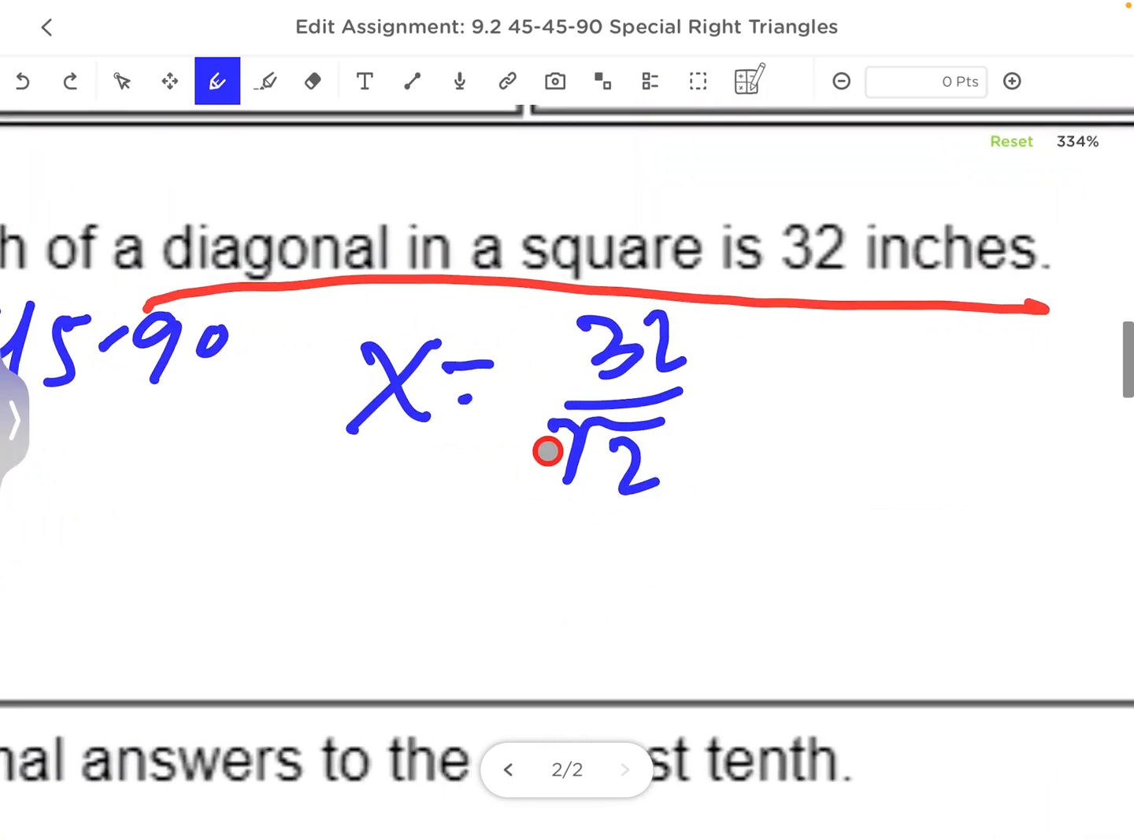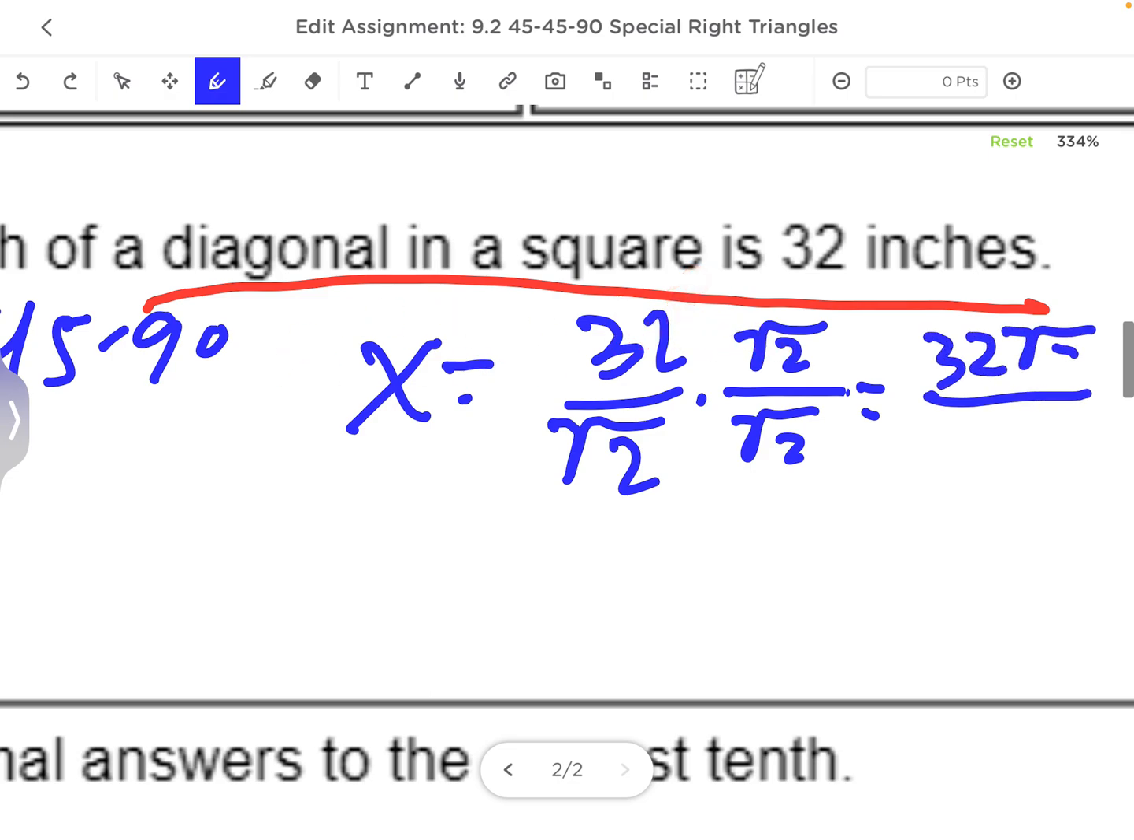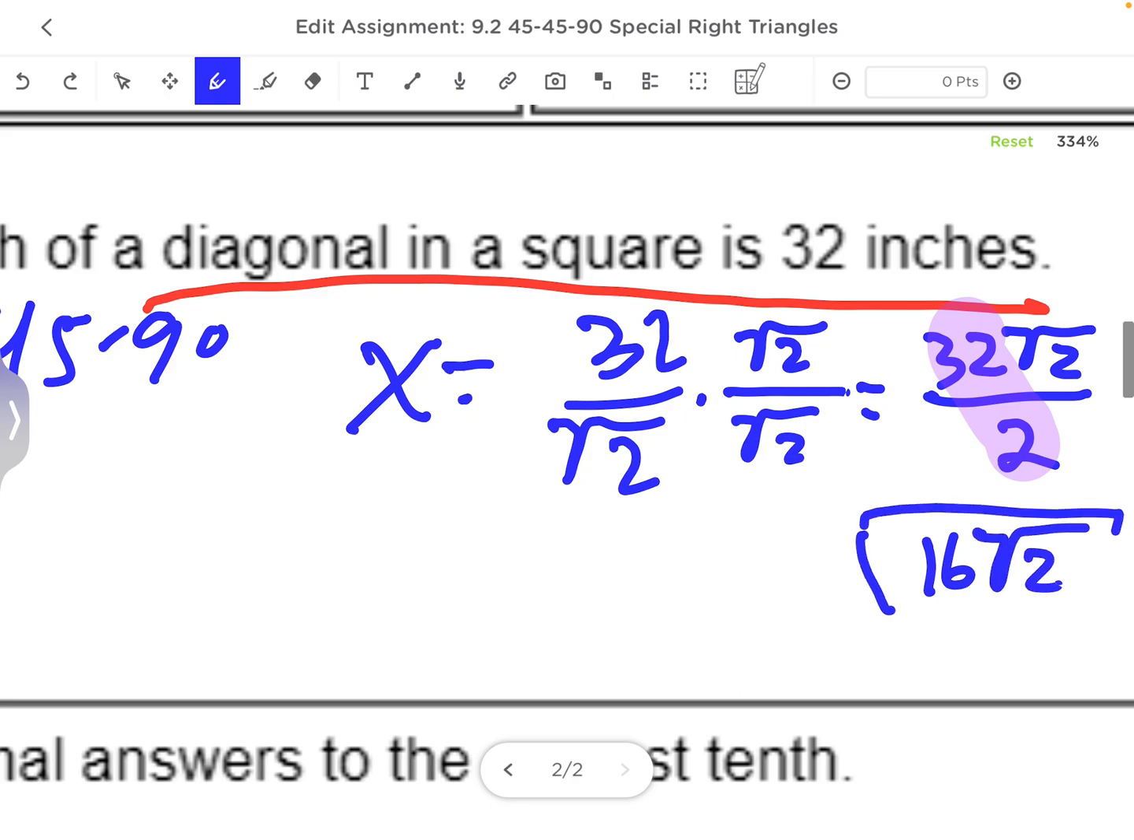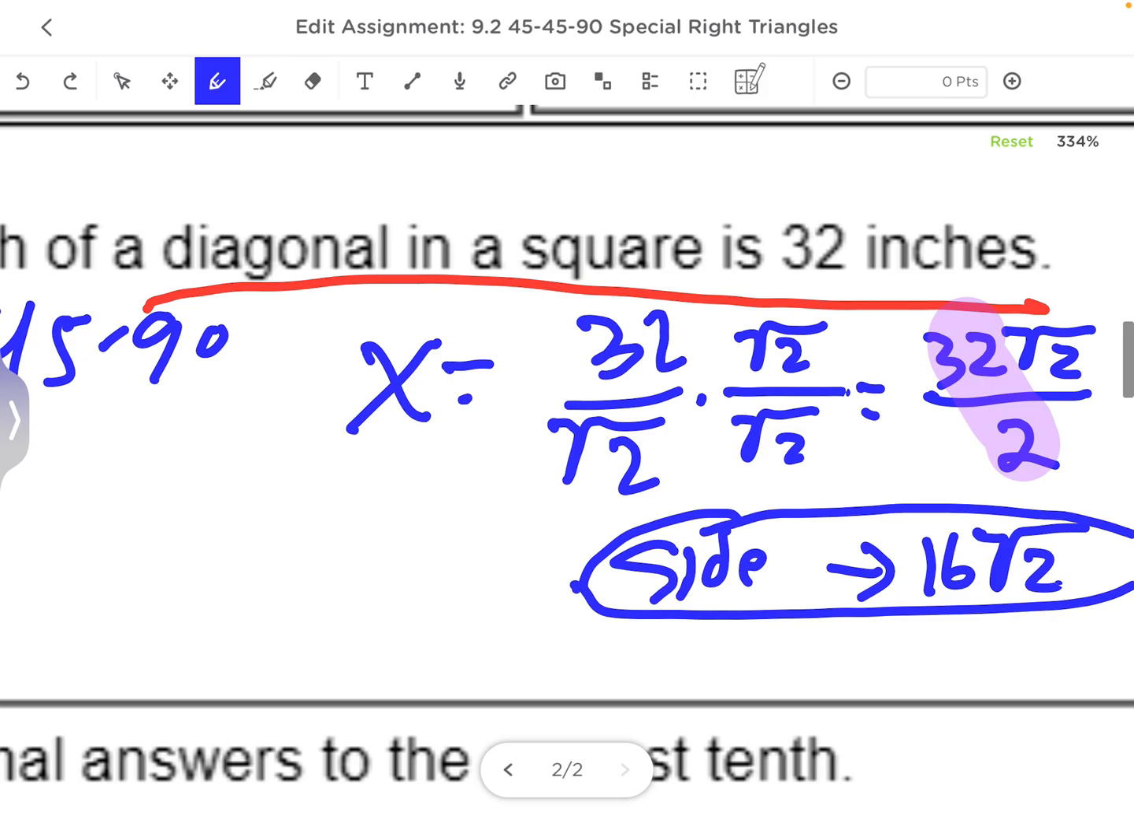We said we're going to divide, but now we need to simplify that. We have to rationalize that denominator. So we're going to multiply times the square root of 2 over the square root of 2. Across the top, 32 times square root of 2 is written as 32 square roots of 2. Square root of 2 times square root of 2 is just 2. Now let's reduce it. 32 divided by 2 is 16. Oh, that's not our final answer. That's a side, so let's just circle that for right now.